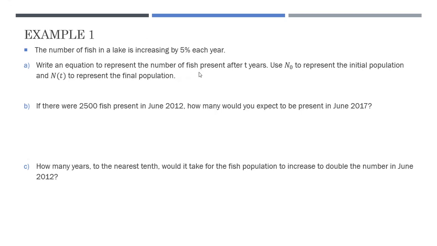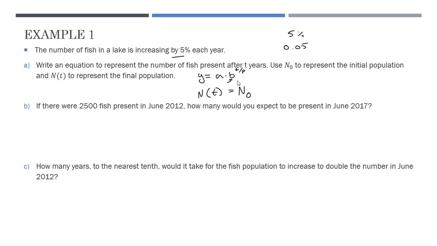All right, let's go back to that equation we were given on the formula sheet: y equals a times b to the power of t over p. Our y is our total new amount, so that's going to be N of t. A is our initial amount, so N subscript 0. And now b is the rate of change. It says it's 5%, but we divide that by 100 and get 0.05.